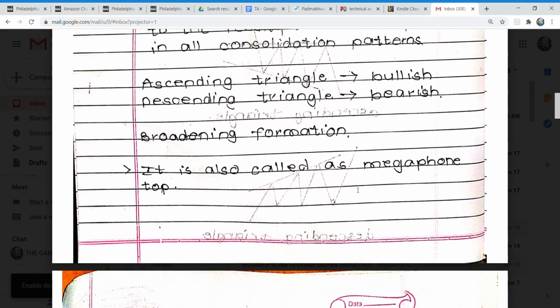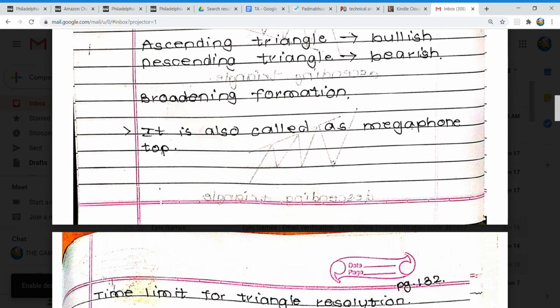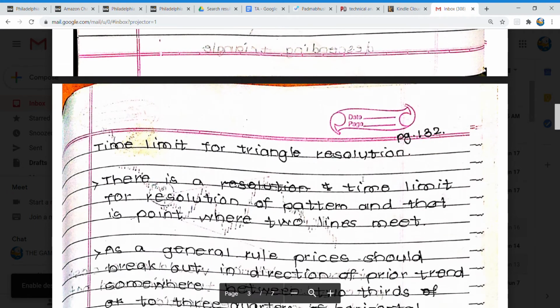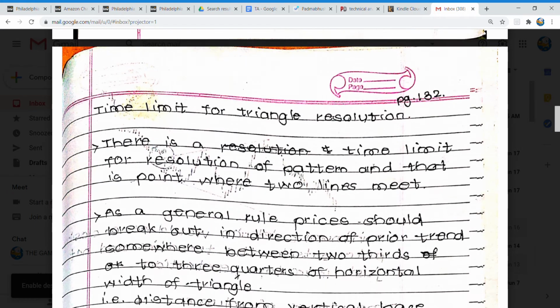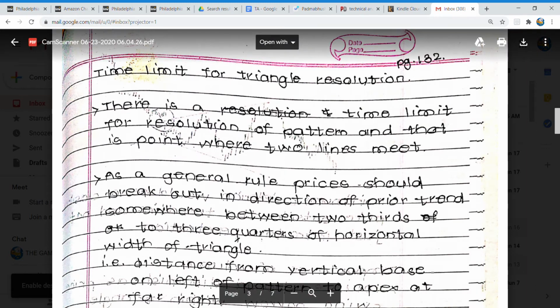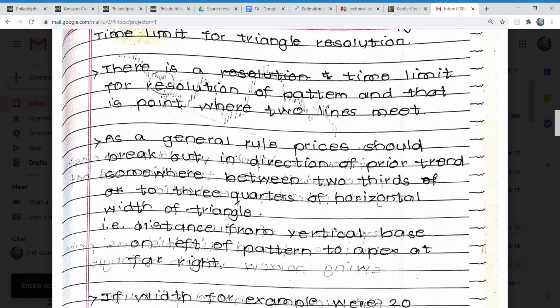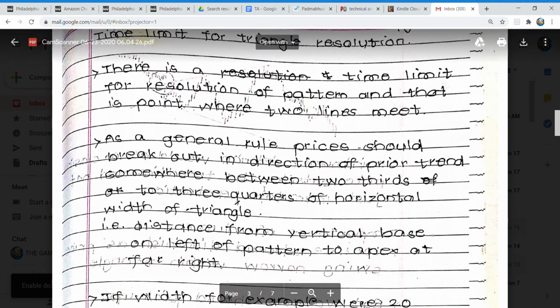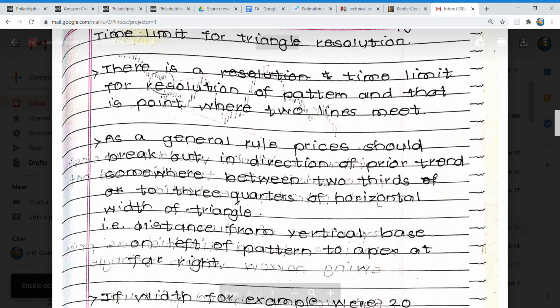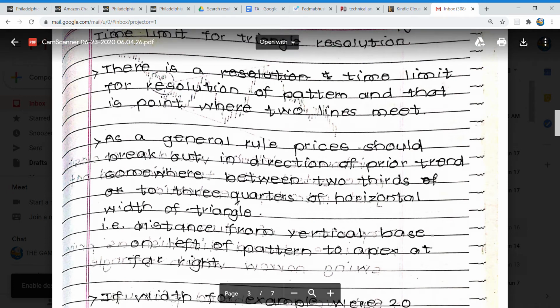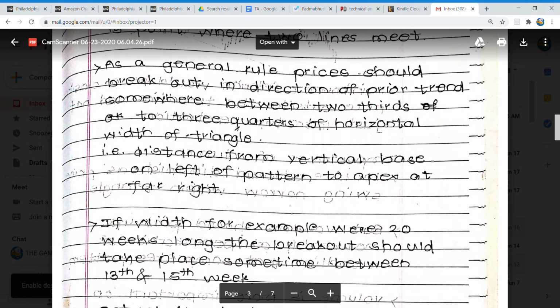Then the broadening formation, also called a megaphone top. Time limit for triangle resolution. There is a time limit for resolution of the pattern, and that is the point where the two lines meet. As a general rule, prices should break out in the direction of the prior trend somewhere between 2/3 to 3/4 of the horizontal width of the triangle, that is the distance from the vertical base on the left of the pattern to the apex at the far right.